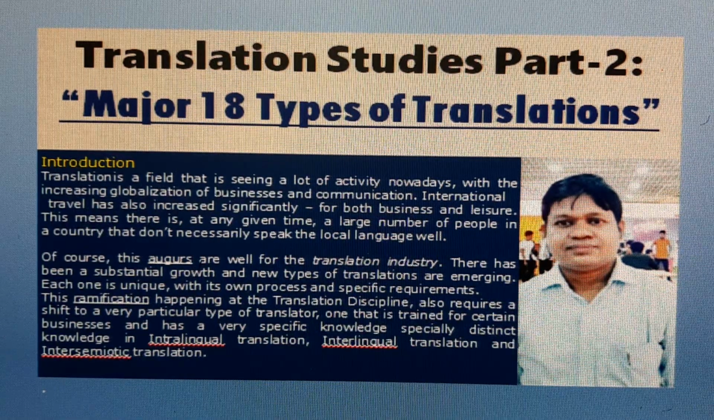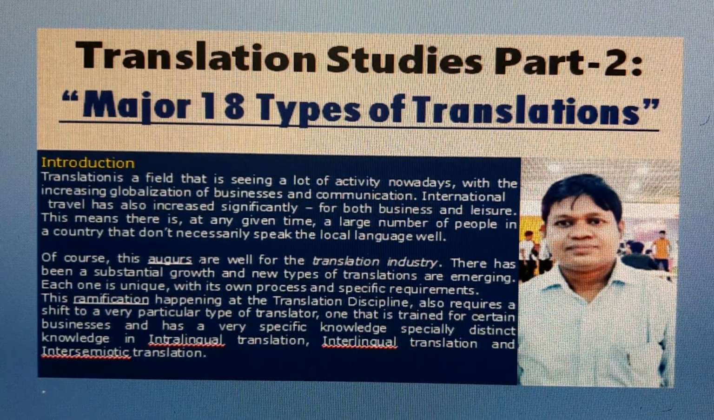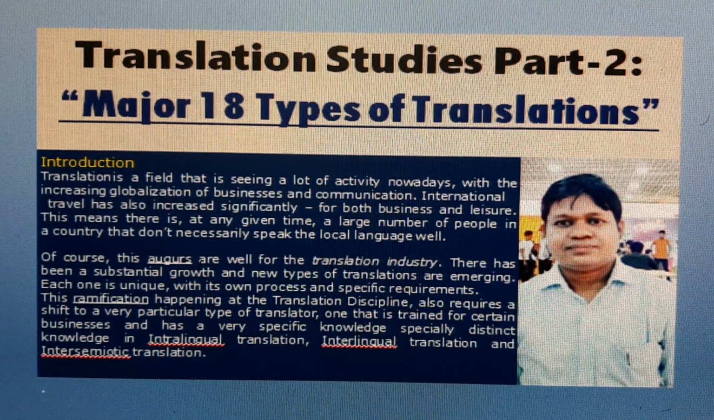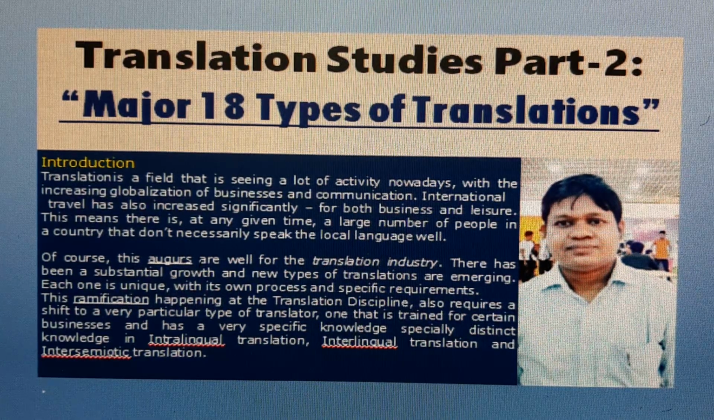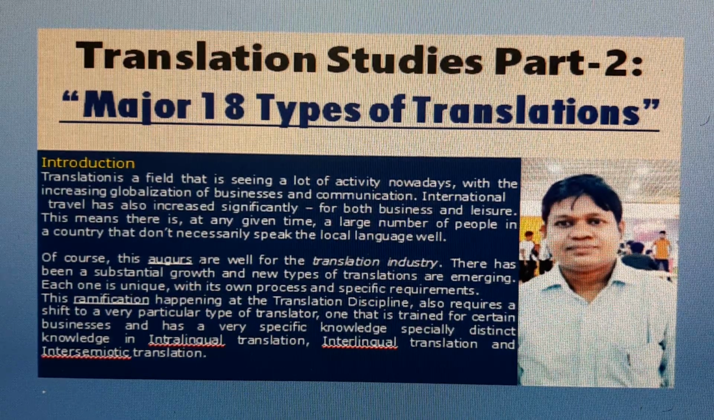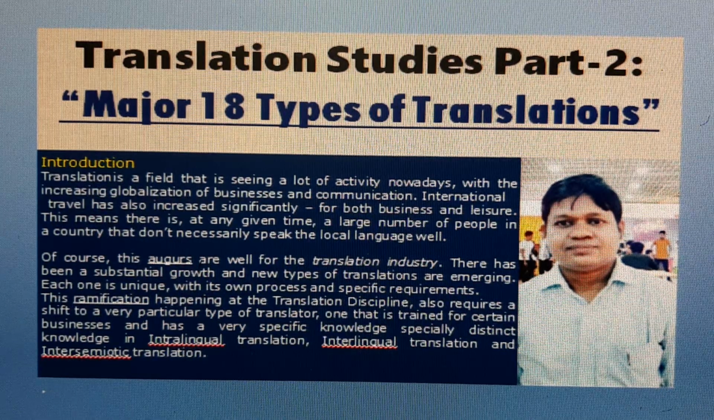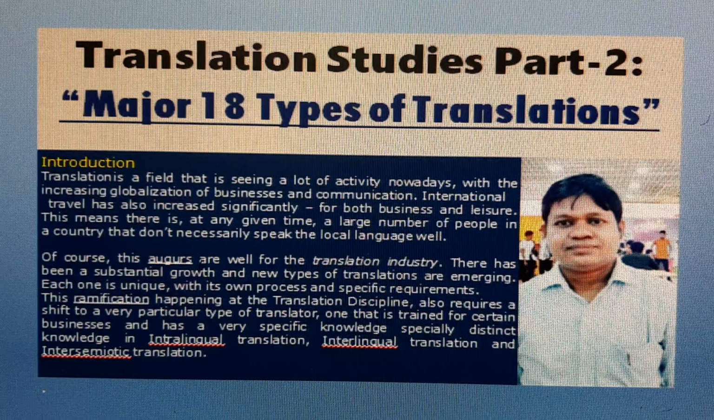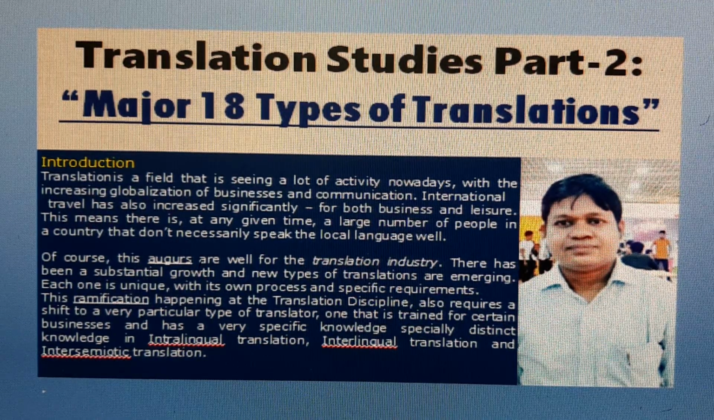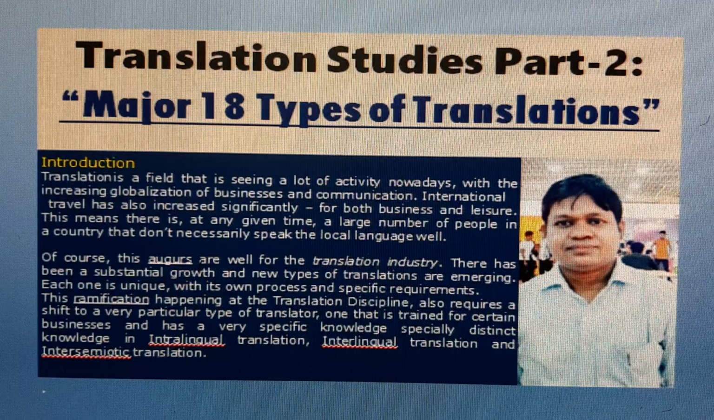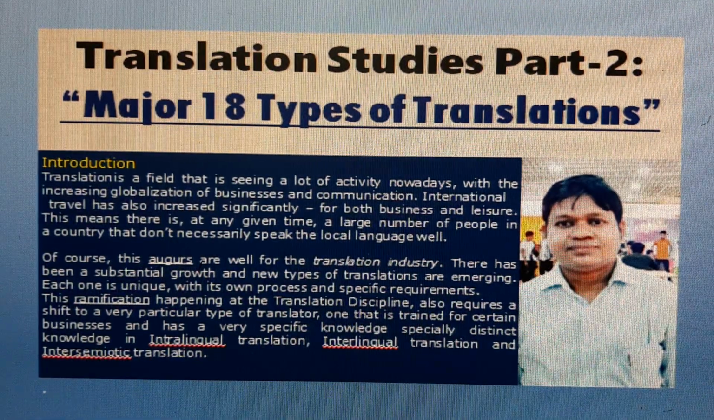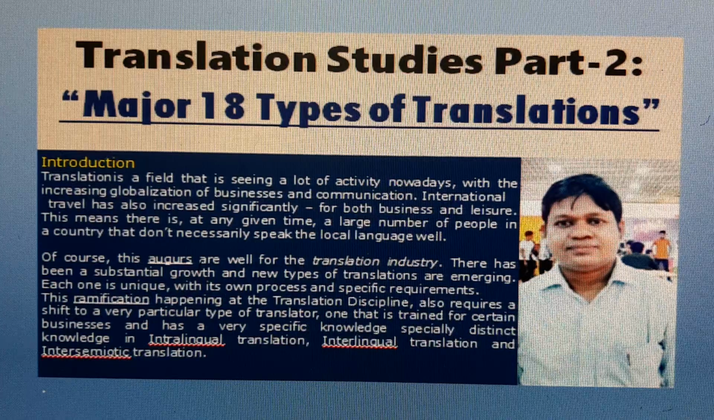Introduction. Translation is a field that is seeing a lot of activities nowadays with the increasing globalization of business and communication. International travel has also increased significantly for both business and leisure. This means there is at any given time a large number of people in a country that don't necessarily speak the local language well. Of course, this augurs well for the translation industry.